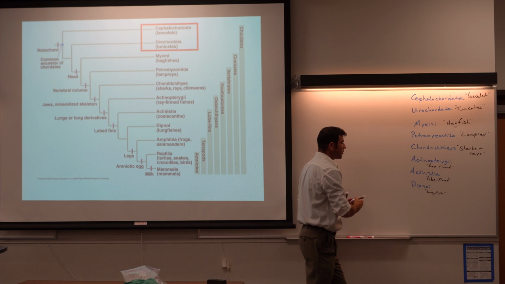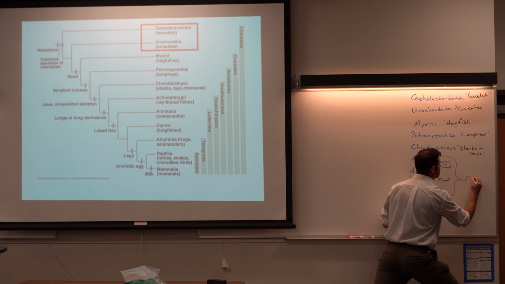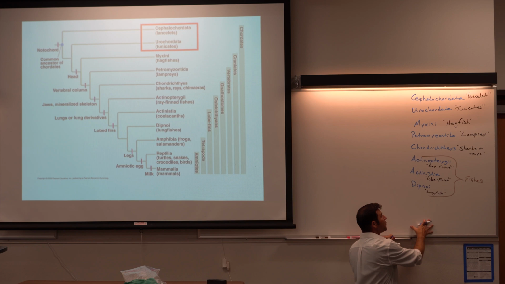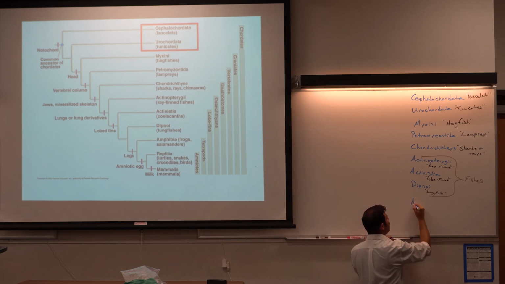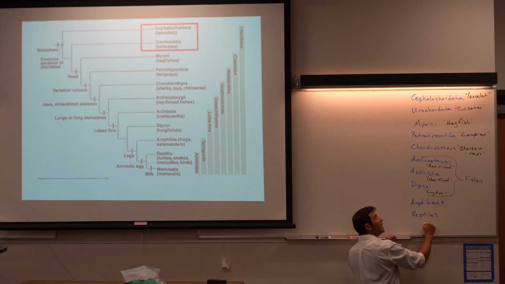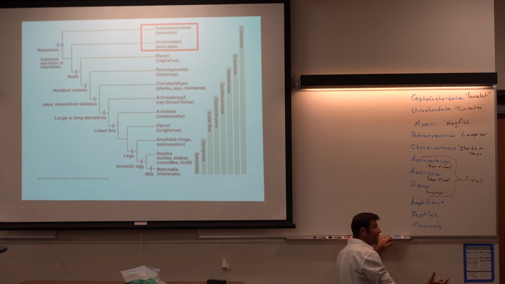I'll just get a different color to try and show that these classes are the fishes. Then there are only three other classes that we're going to put underneath the fishes. There are the amphibians, there are the reptiles, birds are going to be included into this group, and then finally the mammals. We've run out of room, but this has given us our roadmap for where we are going to go with this lecture as well as our next lecture.